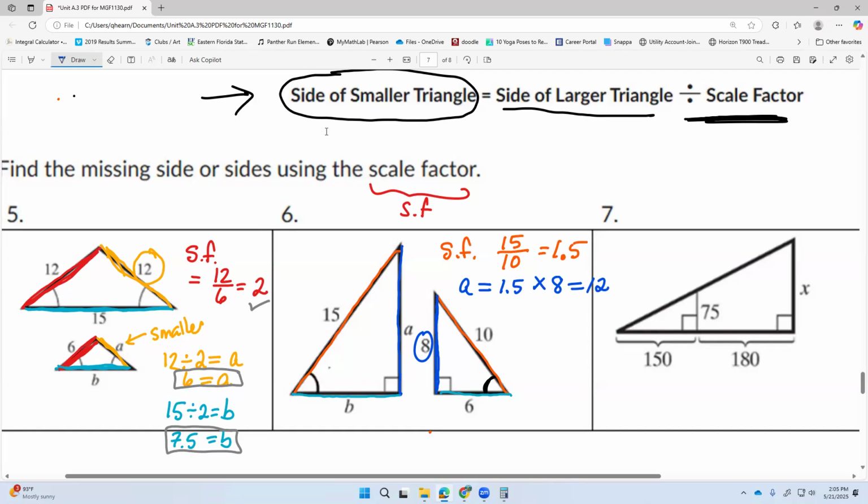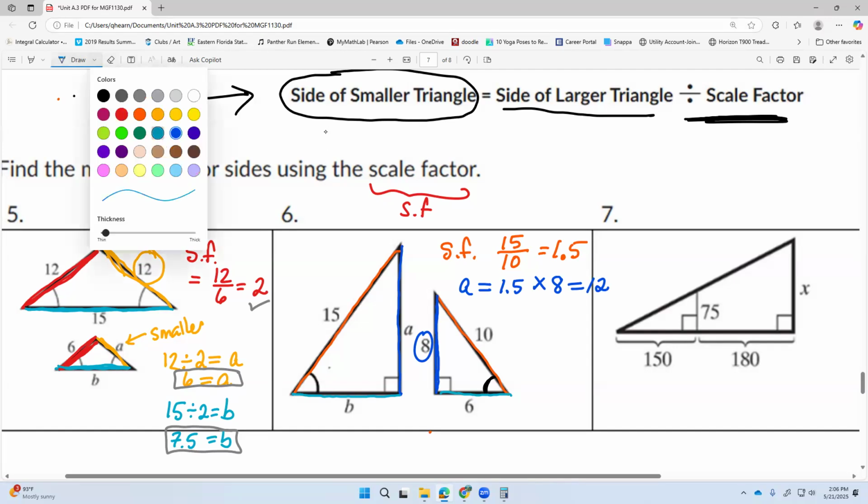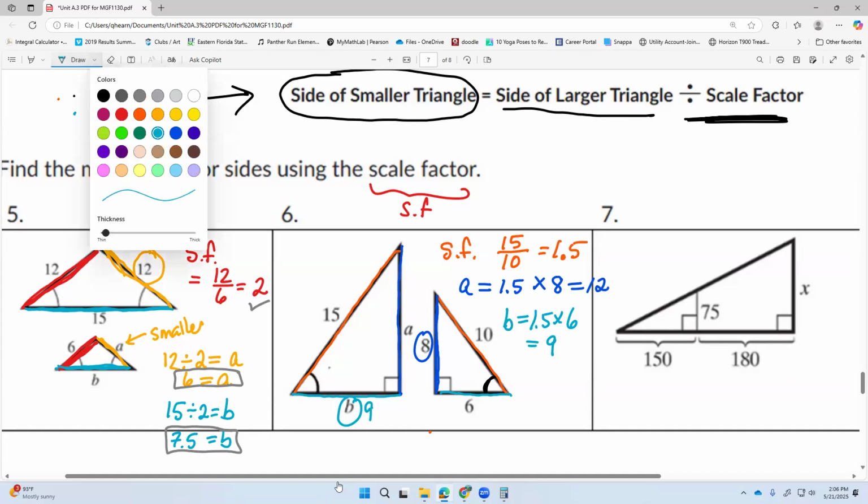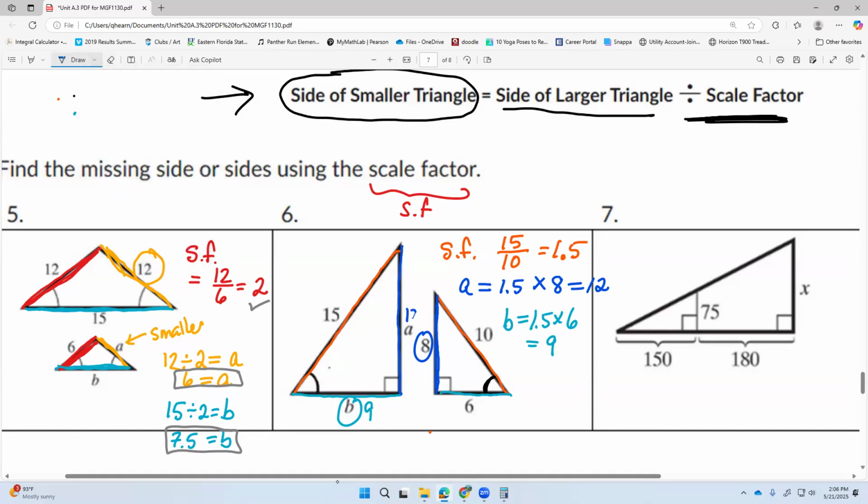Okay, now let's talk about finding B. So for side B, it corresponds to the 6. So we are going to have to multiply 1.5 times the length 6. That's going to give us 9. You see how we got bigger numbers? That's good because this is a bigger triangle. Multiply to get bigger numbers from smaller numbers.